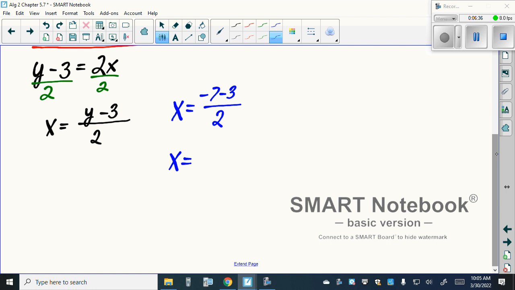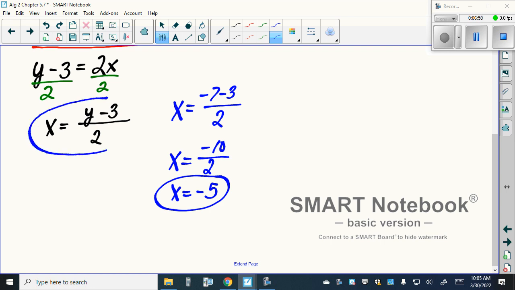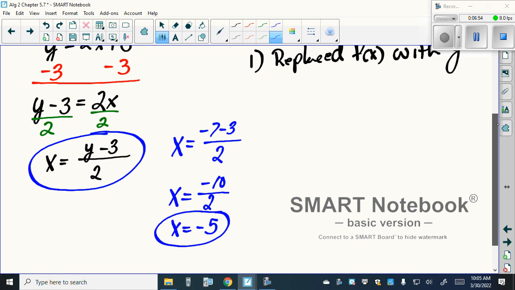Well, -7 minus 3 is negative 10 over 2, so x is negative 5. So there's one of our answers. And here's the other one. And that's all we have to do for this here. Any questions on any of this here?